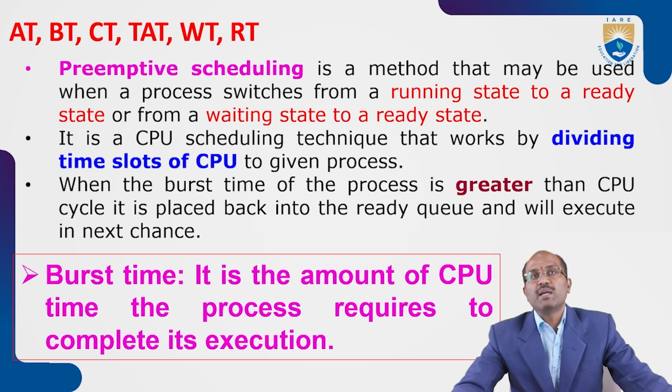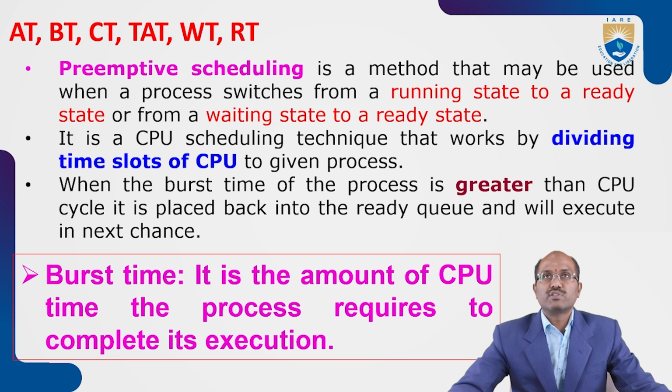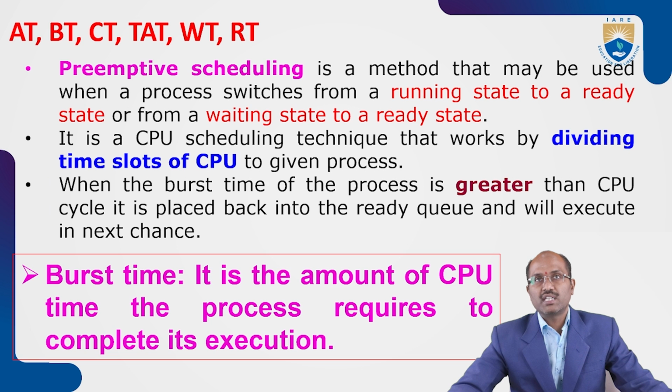Coming to the preemptive nature. Preemptive scheduling may be used when a process switches from running state to ready state, or from waiting state to ready state. That depends upon the preemptive scheduling. It is a CPU scheduling technique that works by dividing the CPU time into slots given to a process. When the burst time of the process is greater than the CPU cycle, it is placed back into the ready queue and will execute in the next chance.